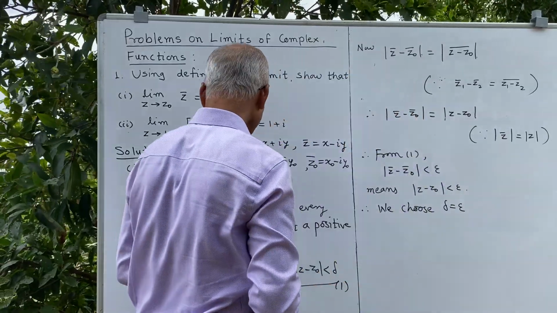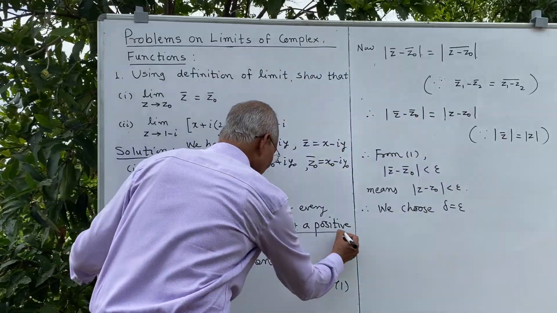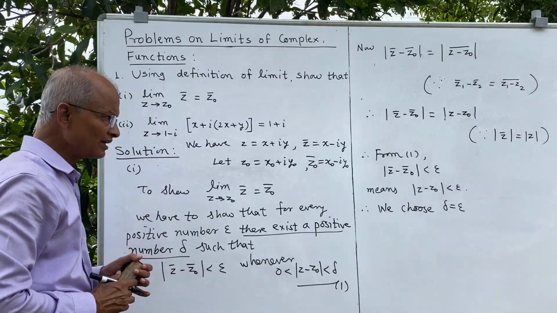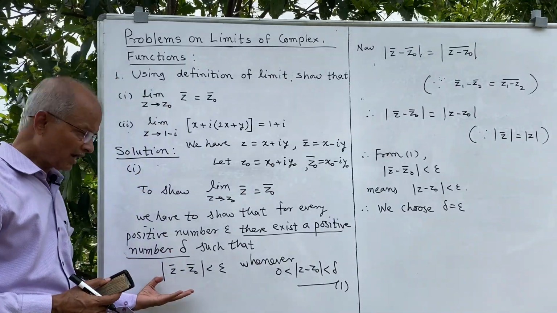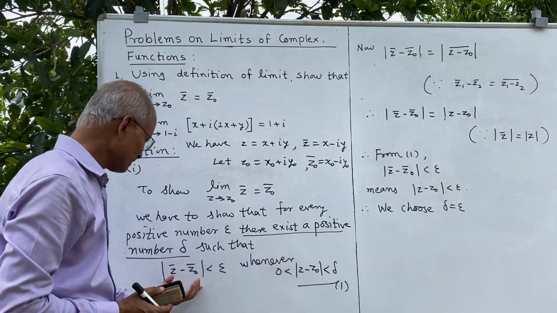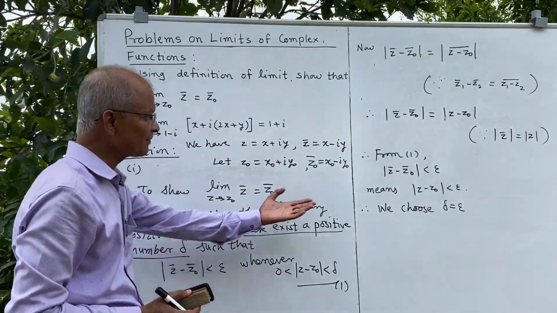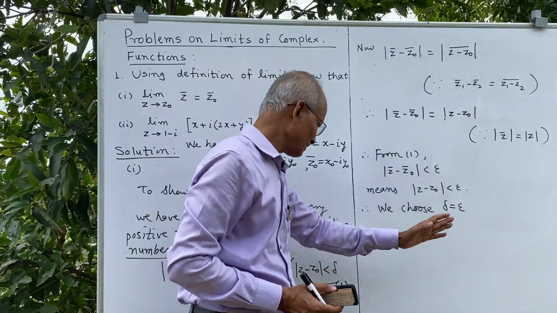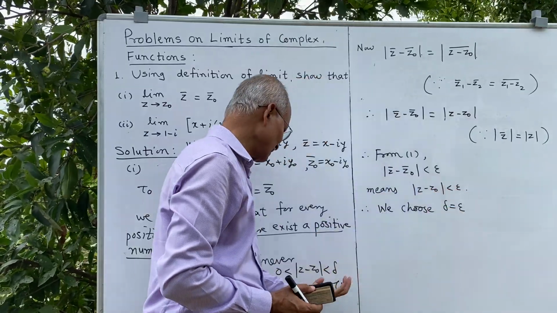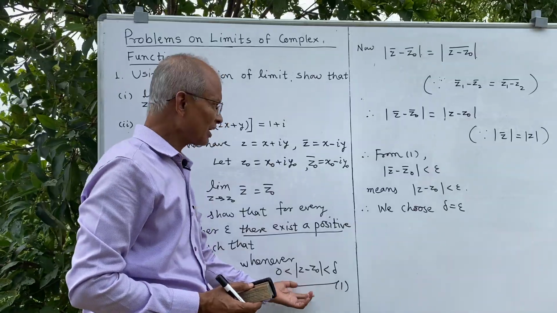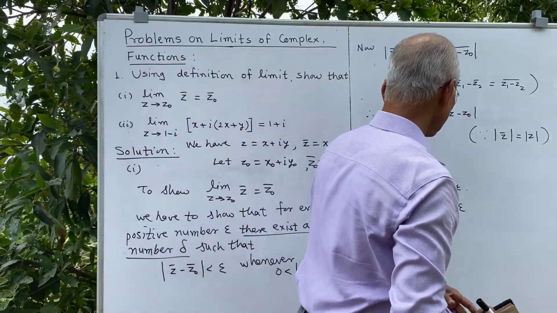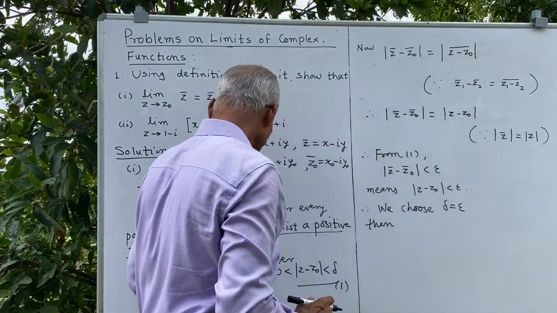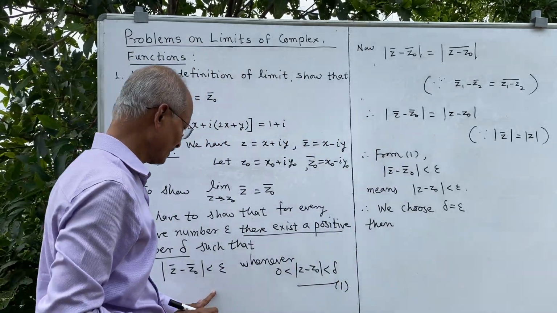Delta, we want to find that there exists a positive number delta, which means we have to find delta. This delta we can select as epsilon, and if you select delta as epsilon, this inequality is the same as mod z minus z naught is less than epsilon. If we select epsilon equal to delta, this is satisfied. Therefore, we select delta equal to epsilon, then this statement 1 holds.